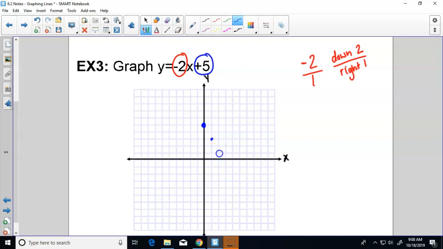Down 2 to the right 1. I actually don't have to keep going down 2, right 1. I could, if I want, go up 2, left 1, up 2, left 1. If you need to go in the opposite direction, you can. And then we're just going to draw in our line. When you draw in that line, go all the way to the edge of the graph. Put arrows on the end of your graph because those lines keep on going forever.